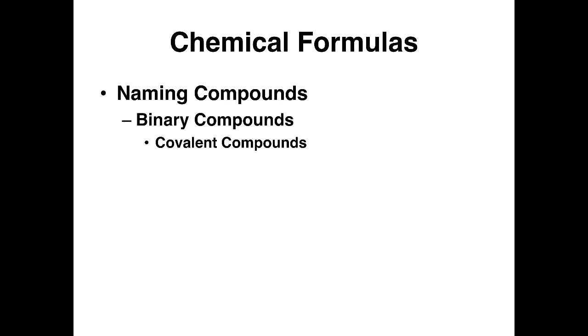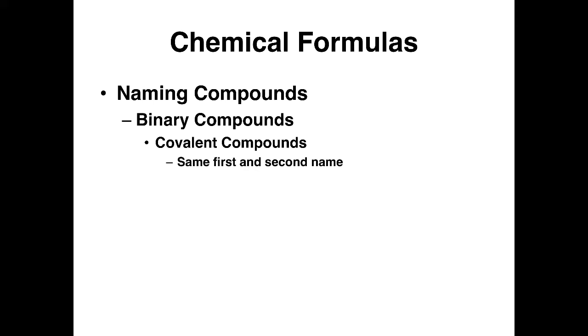Now, the other type of binary compounds are covalent binary compounds. All the ones that we just went over were ionic compounds in which you were combining a metal with a nonmetal. Now you can also have binary compounds that are covalent, which would mean that they're both nonmetals.